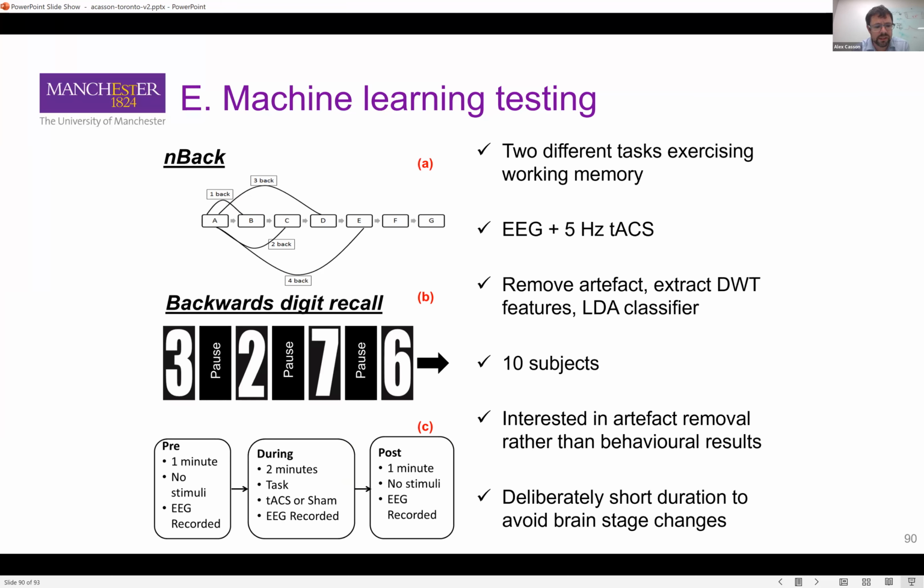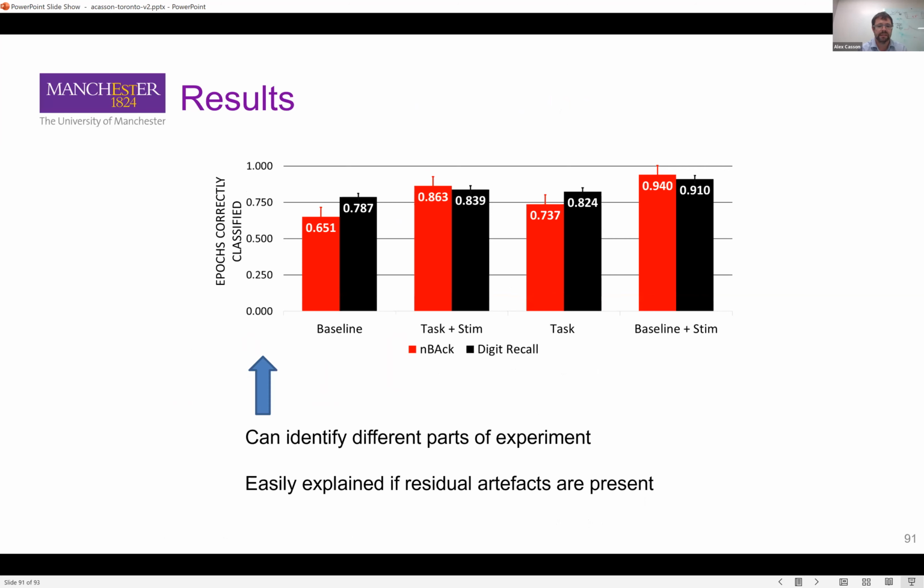And then lastly, what we also looked at was machine learning verification. What we did here was give people two different tasks to do. In some ways, these are quite similar tasks. They're both looking at different bits of working memory. One is asking you to recognize when you last saw a particular symbol. That's an N-back task. And then a backwards digit recall task is asking you to think backwards about the different numbers that you see. And we did this both with tACS and without tACS.